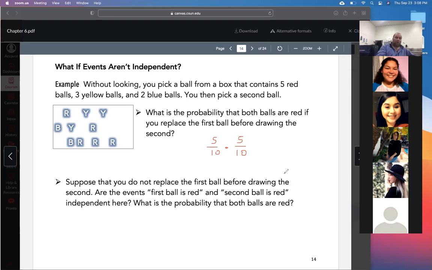Now, what if I do not replace them? What's the likelihood that both balls are red now? 5 out of 10 multiplied by 4 out of 9. Yes, 5 out of 10, 5 red, 10 total. 4 out of 9, 4 red, 9 total. So they're not independent because the first one affects the second one. If the first one is red or not red, it affects the likelihood of the second one being red or not red. Does that make sense? Yeah. These are not independent.